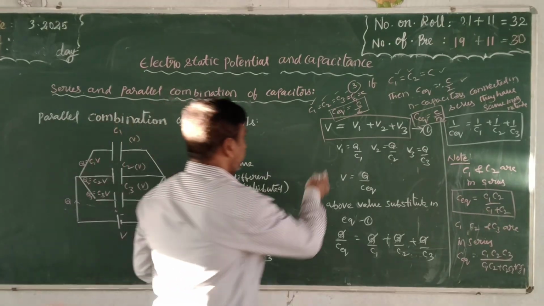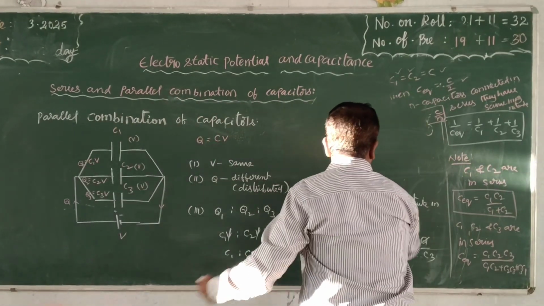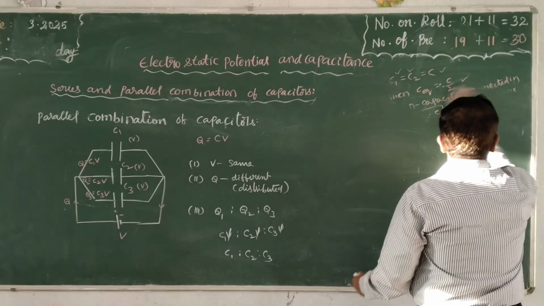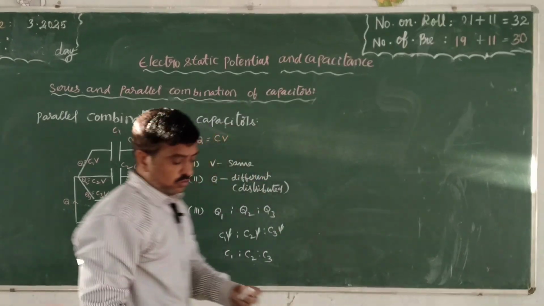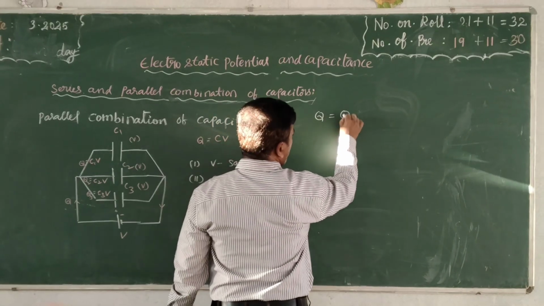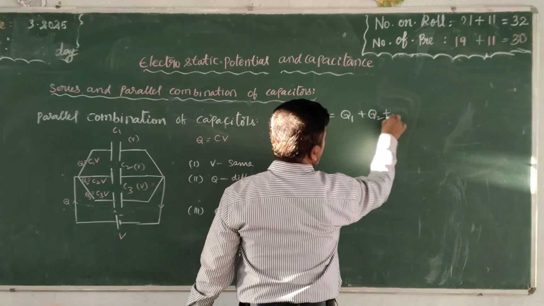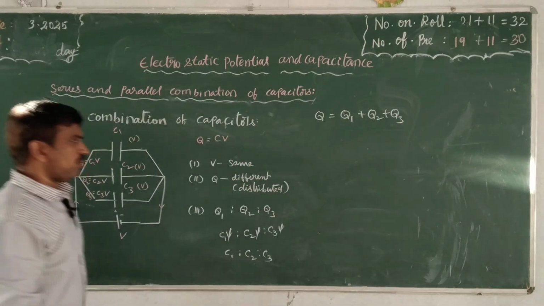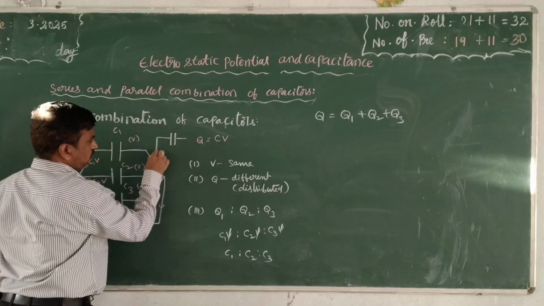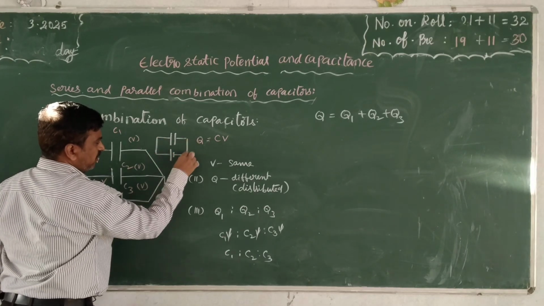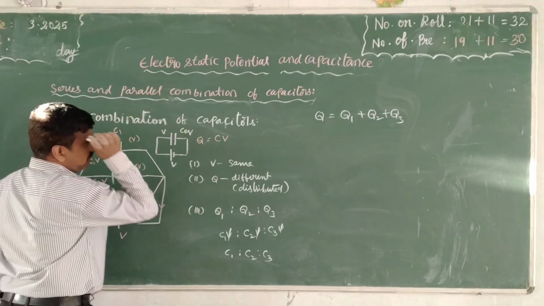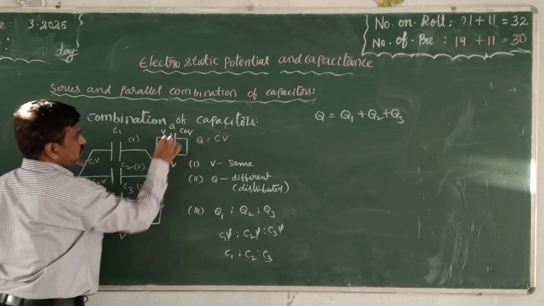Now see, what is the total charge in the circuit? Capital Q, that will be divided: Q1 at C1, Q2 at C2, Q3 at C3. That means total charge equal to sum of the individual charges. So total charge Q equal to Q1 plus Q2 plus Q3. This is the resultant circuit. Potential is V, with C equivalent. Potential same, charge only divided, and total charge is Q.